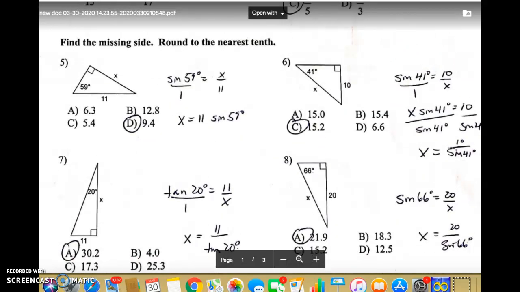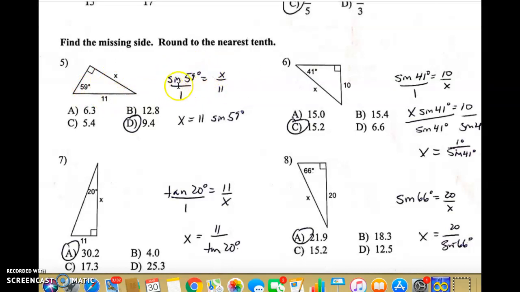Okay, 5. Now you're finding the missing side, actually using the trig values. So if you've got this as your reference angle, opposite and hypotenuse is sine, so we do sine of 59 equals x over 11. So that's where I get this. Don't forget you can put your trig function over 1. When you cross multiply, the 11 does go in front, so it's 11 sine 59 equals x.